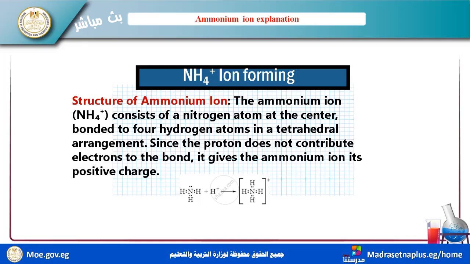Since the protons don't contribute electrons to the bonds, it gives the ammonium ion its positive charge. Here is the lone pair of electrons, and I have three bond pairs when nitrogen forms three bond pairs with three hydrogens.